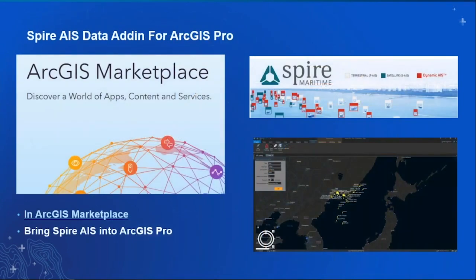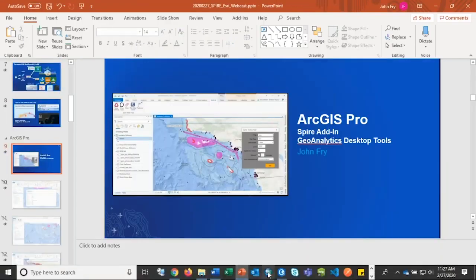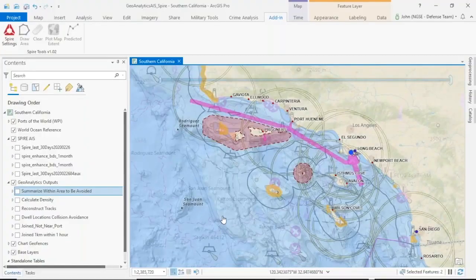So there's a Spire AIS data add-in for ArcGIS Pro available on the marketplace. It just integrates right into ArcGIS Pro, so you can bring in AIS data. I'll briefly go over a demo here in ArcGIS Pro and show the add-in as well as some desktop tools. So here's ArcGIS Pro. I'm kind of centered on more of a CONUS military planning or maritime planning exercise here.